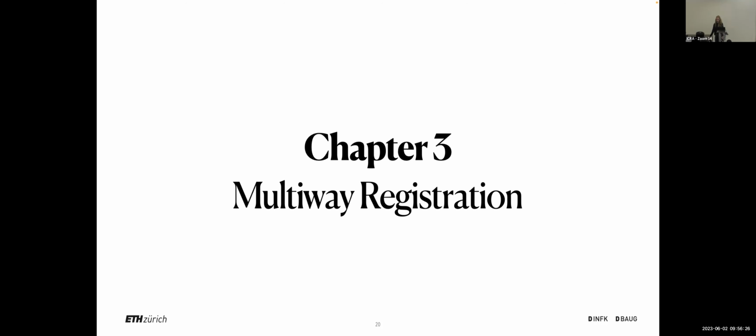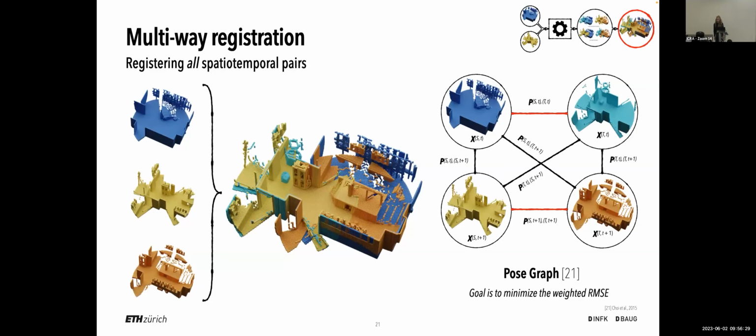Final chapter, the multi-way registration. So far we have been able to register 2 fragments together, 2 individual point clouds. Now we want to take all the point clouds we have and create this big spatiotemporal 3D map out of it. What we do is we use an existing method that performs multi-way registration, which essentially forms a pose graph that is going to be optimized based on the weighted RMSE between the nodes. And what is a pose graph? It's a graph where the nodes are all the individual fragments that you have, and there is an edge between them if you have some initialization about the pose between these 2 nodes.